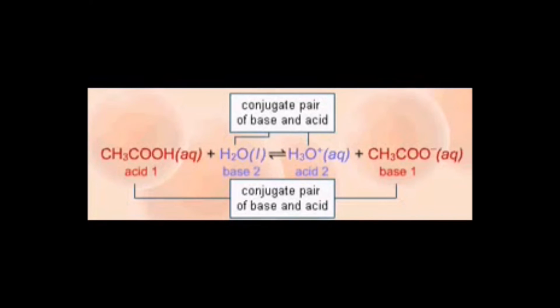The dissociation of ethanoic acid involves the formation of two conjugate acid-base pairs too. Ethanoic acid donates a proton, changing it into a conjugate base, the ethanoate anion. The water molecule accepts a proton, acting as a base, and transforms it into the conjugate acid, the hydronium ion.